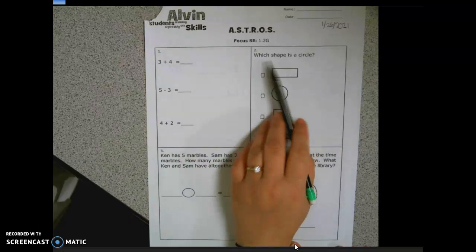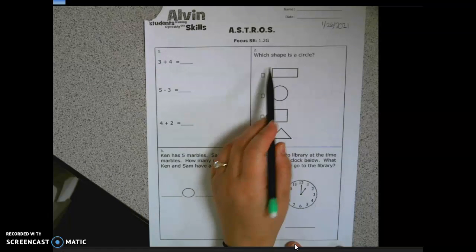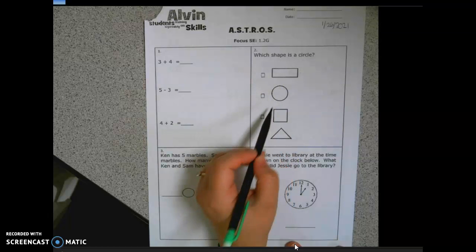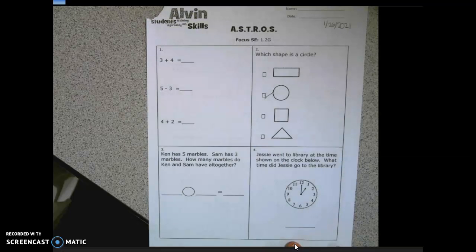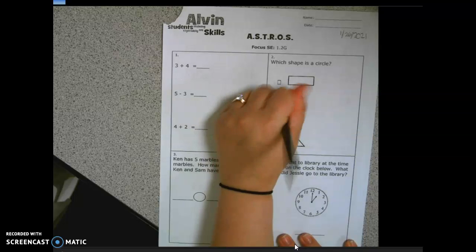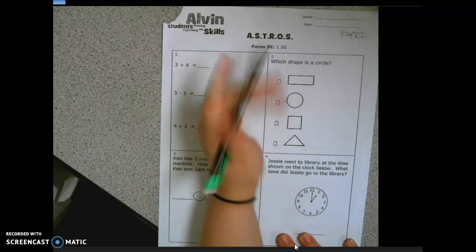The second one says, which shape is a circle? So I see this has 4 sides, so I know that's a rectangle. This has 0 sides, so I know it's a circle. It says 4 sides, and this has 3 sides, so I know this is the only circle. And I did not mark that very nicely, so I'm going to go back and redo that check mark.